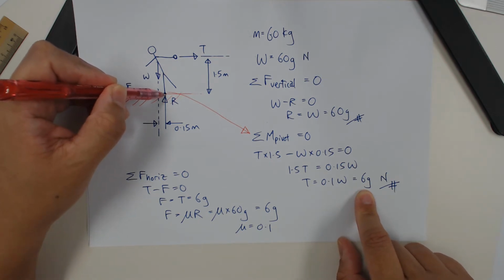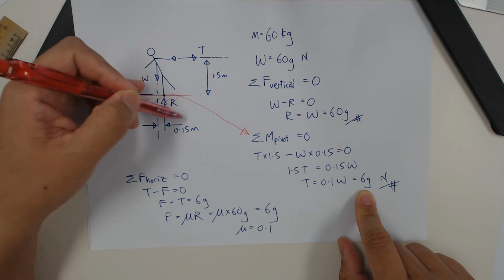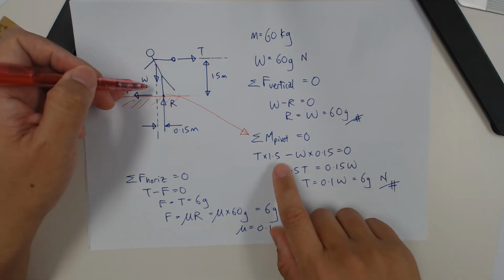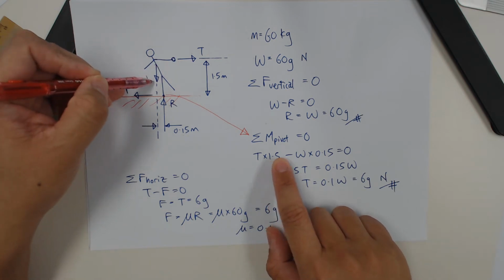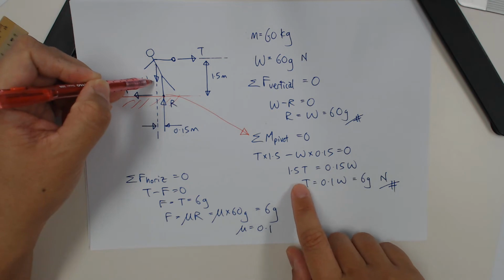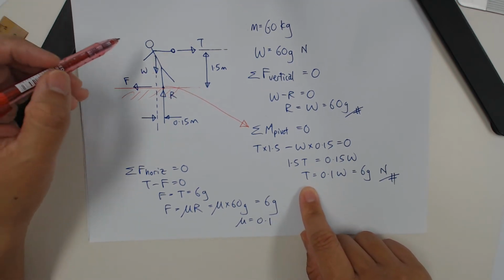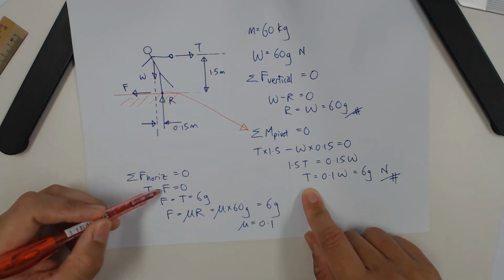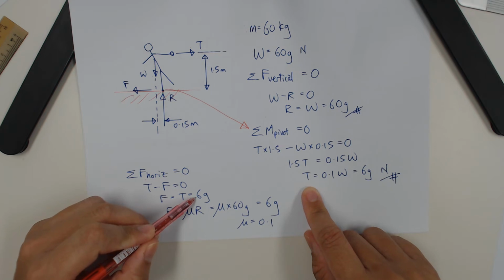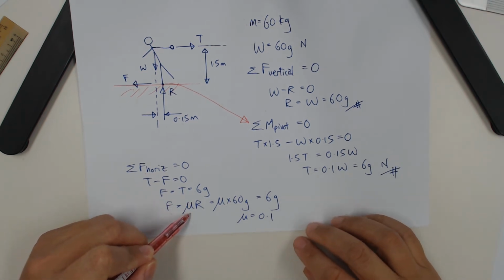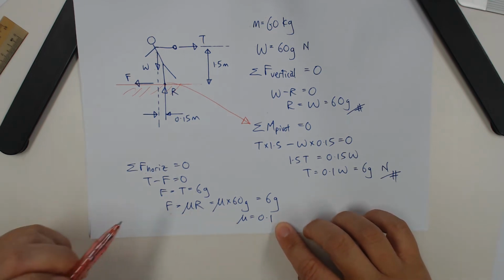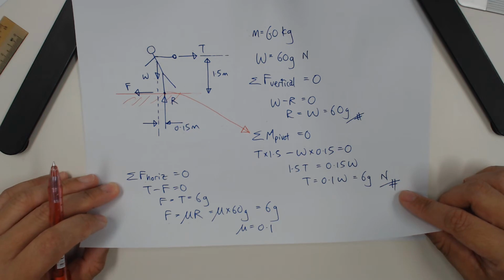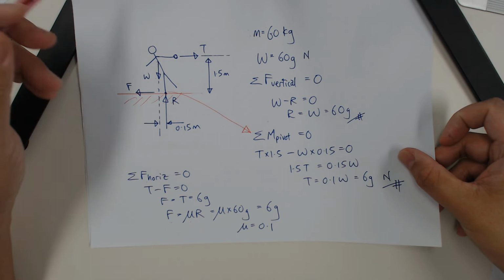6 times g Newton, because I have one moment that is clockwise caused by the pulling force, and another moment caused by the CG, the weight, which is anti-clockwise. So I can take clockwise as positive, anti-clockwise as negative, and you can find the pulling force T. By summation of forces in the horizontal direction, which will balance out, you'll find that the friction is also 6g. The friction equals the frictional coefficient multiplied by the reaction, so you can find that the friction coefficient is actually 0.1. This is an illustration of using the equilibrium forces on just one part of the whole system.